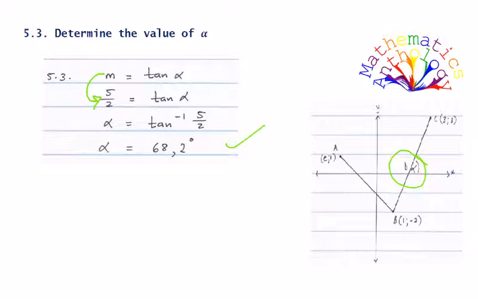So 5 over 2 is equal to tan alpha. Alpha then will equal to tan inverse of 5 over 2. Put that on your calculator, so shift tan 5 over 2, and you'll end up with alpha is equal to 68,2 degrees.